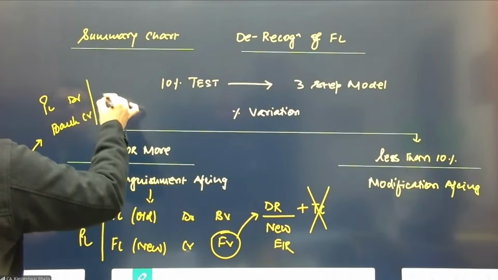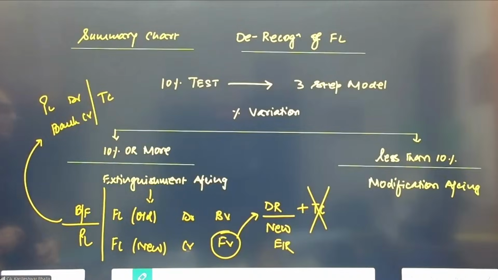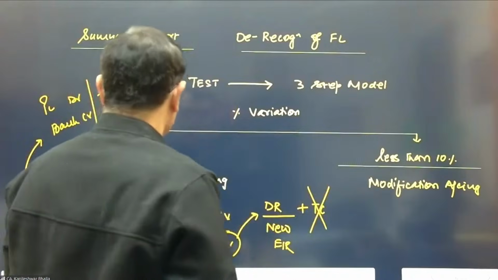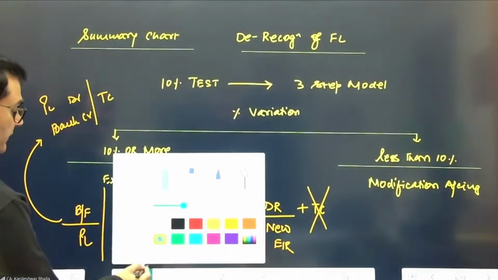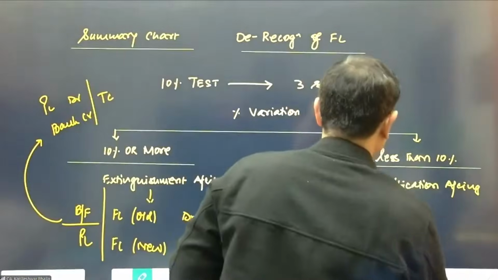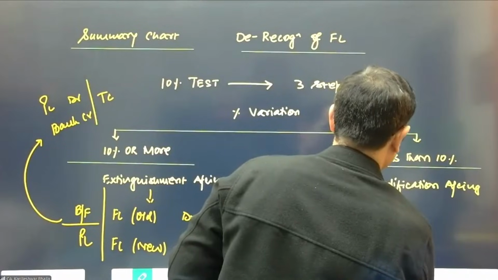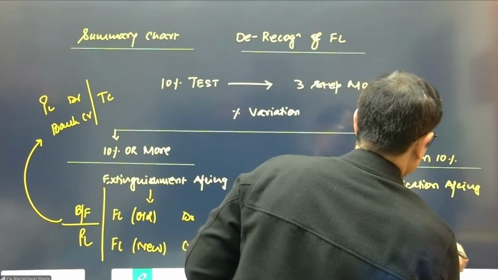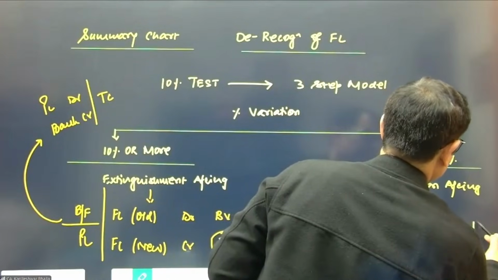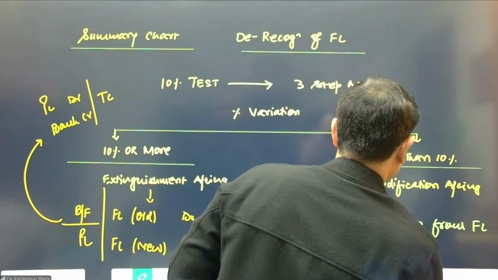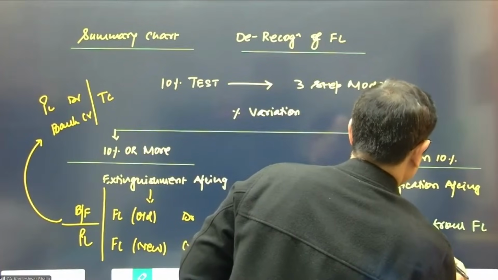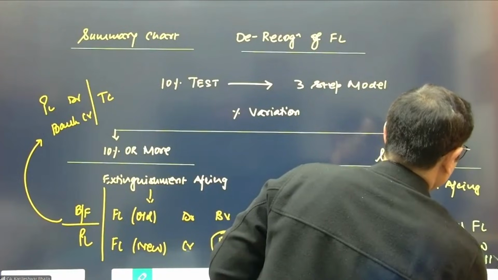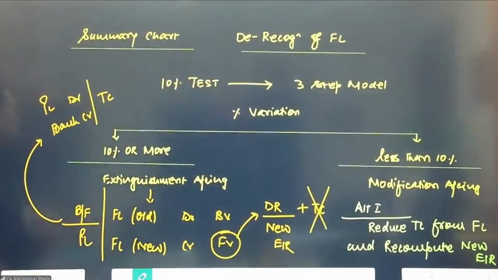So another entry will be done. The profit and loss gets a debit, the bank gets a credit for the TC. So two entries to be done. If it is a case of modification accounting, then in that particular case, we just need to do one alternative treatment given in the study material, which is reduce the TC from the financial liability and recompute the new effective interest rate for future interest calculations. That's it. As simple as that.